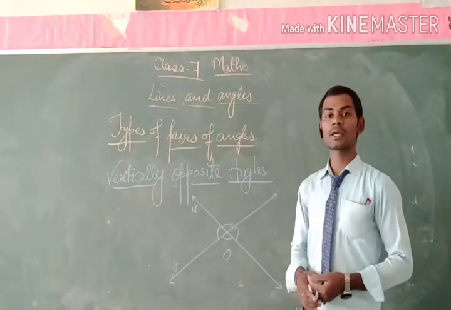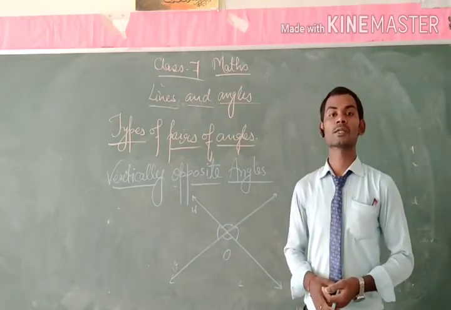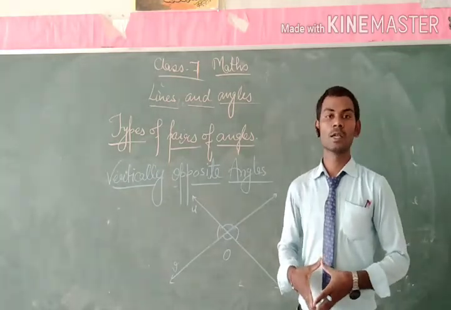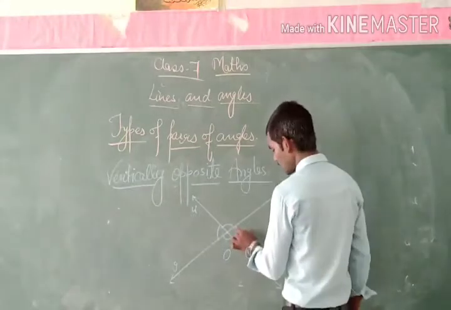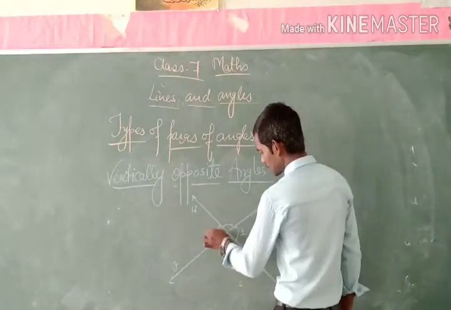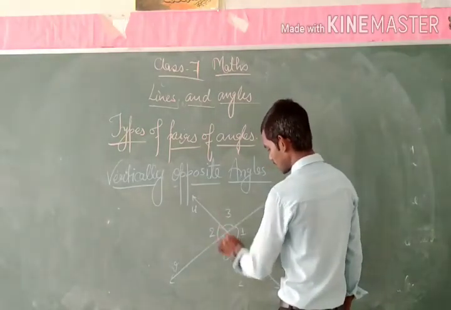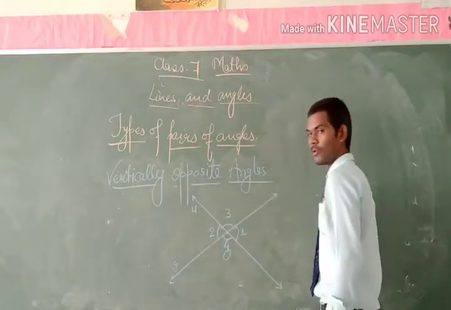In this figure we can see that there are two pairs of vertically opposite angles. So let us find out. This is the first angle, we write angle 1, and this is angle 2. This is angle 3, and this is angle 4.